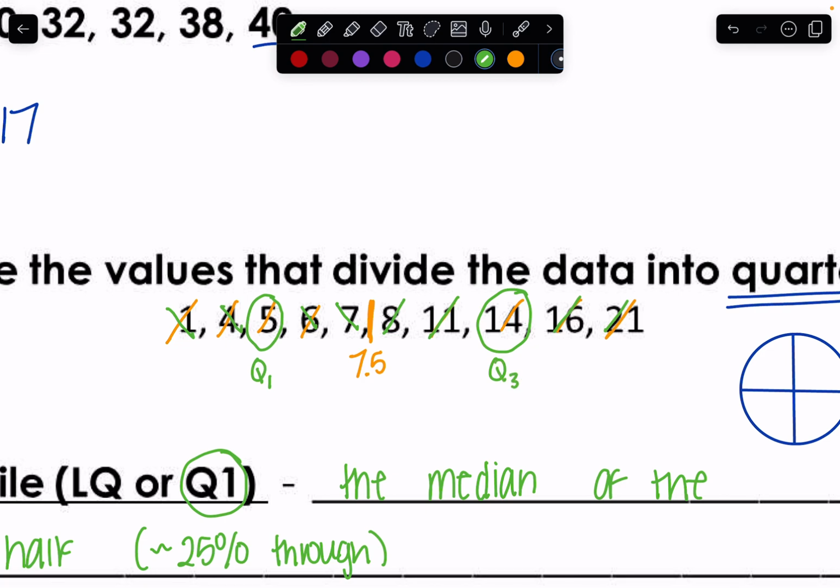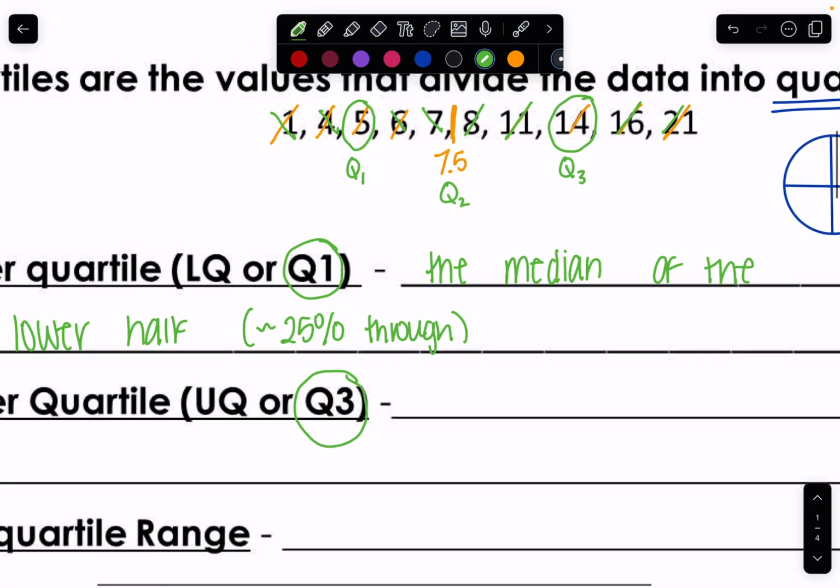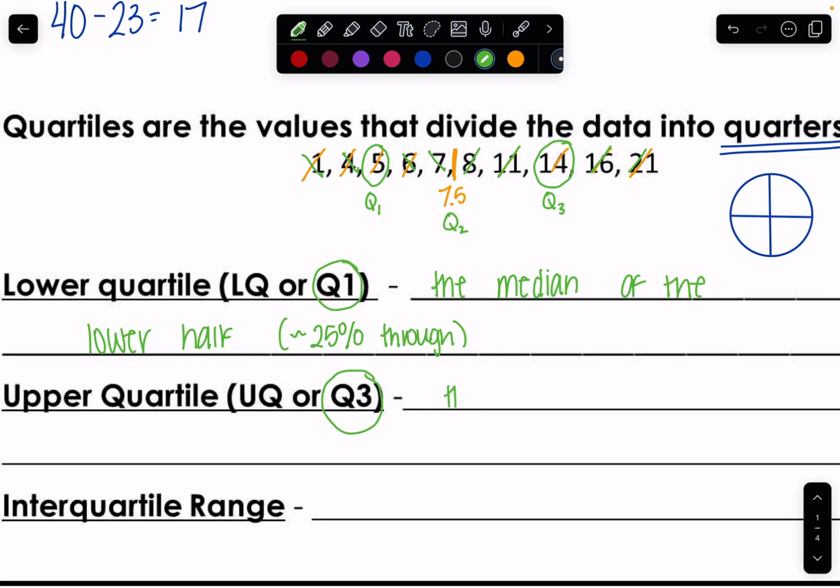So quartile 1 is the first quartile, the first important number that we see. Quartile 2 is actually considered your median. We only ever call it the median, but it's technically my quartile 2. And then quartile 3 is 75% of the way through. So we can say that the upper quartile is the median, or the middle, of the upper half.